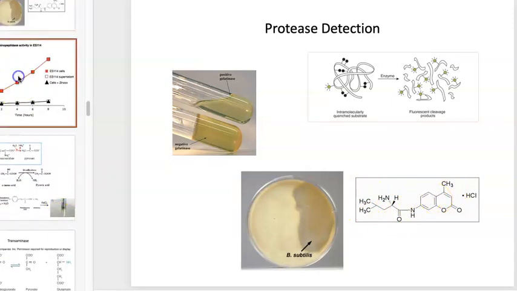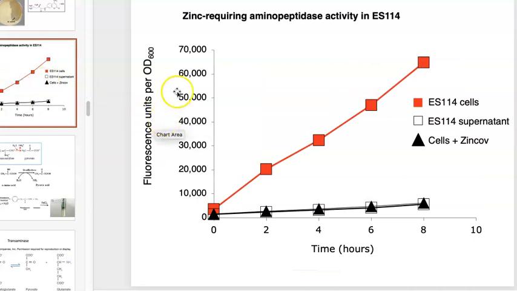And so data output could look something like this. On the y-axis is fluorescence units per OD. As the culture grows, you can detect changes in activity. And then on the x-axis is time. What we're asking is a fundamental question: is the enzyme activity cell associated, or is it secreted? The other question that we can ask is, can the activity be inhibited by a zinc metalloprotease inhibitor? Because a lot of these enzymes require zinc as a cofactor.